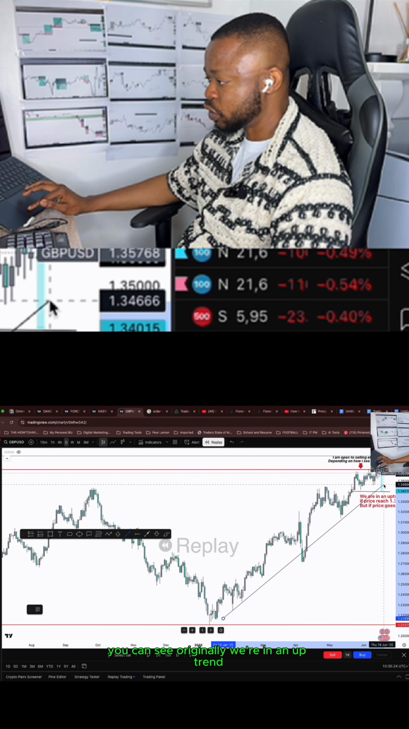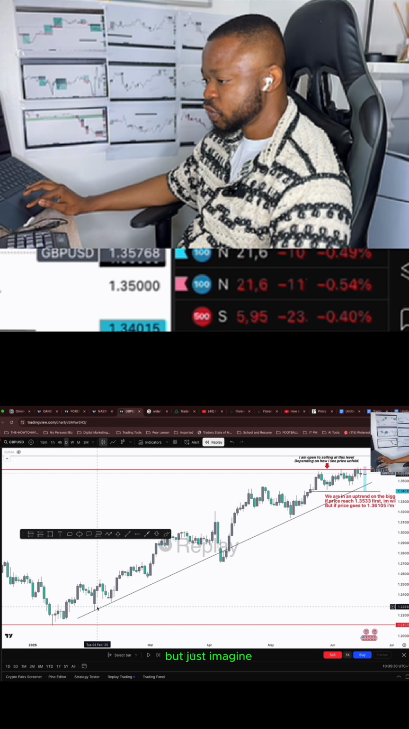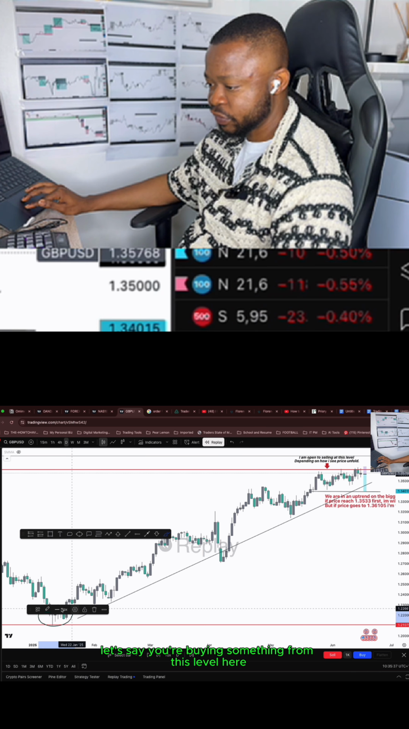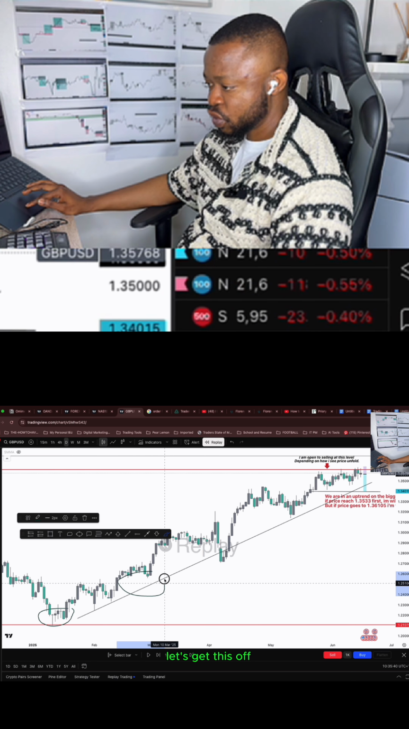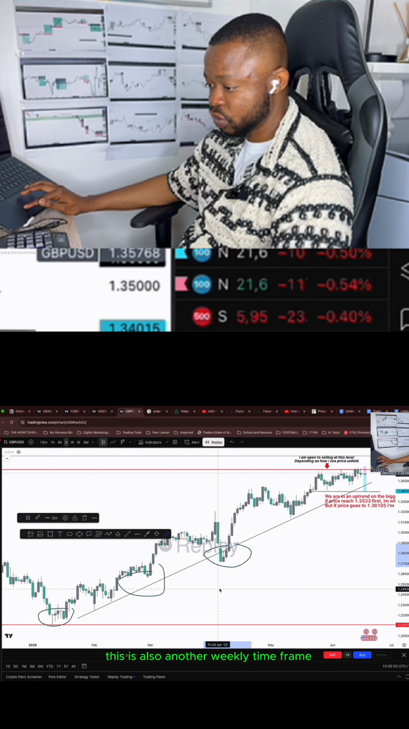You can see originally we're in an uptrend, so the buyers are in control of this particular market. But just imagine you're buying something from this level here, or this level here, or this level here. Now, stop losses should be around this level here, and below here. This is also another weekly time frame.